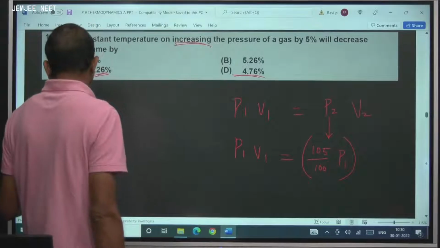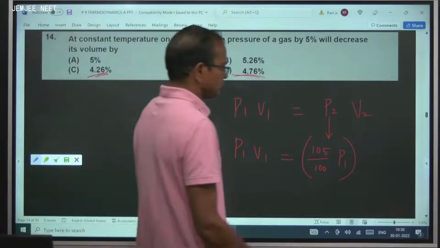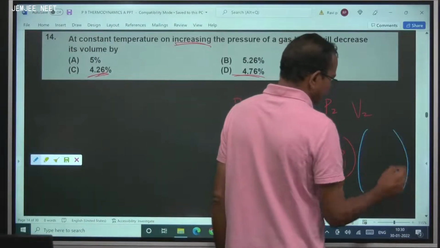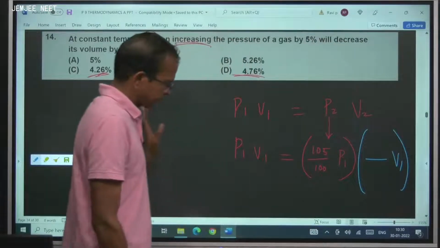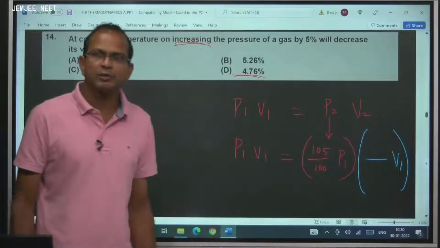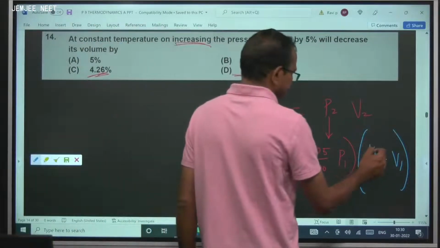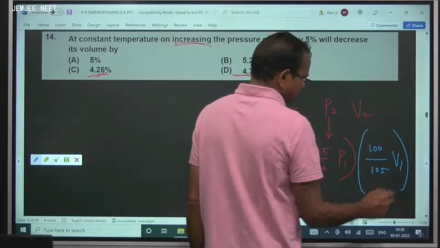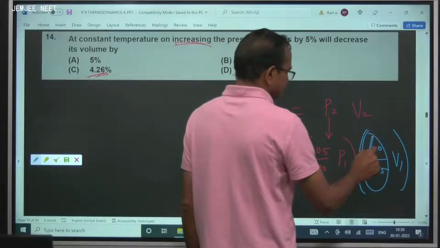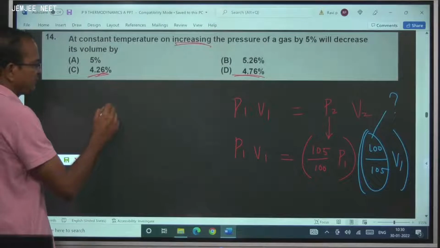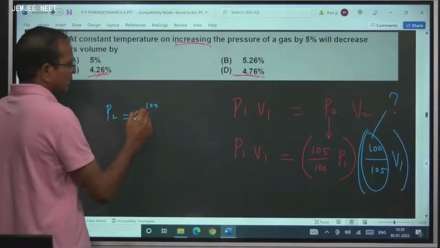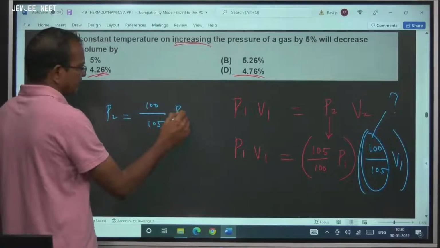Now this equation should be made true. Someone give me the ratio. Fill up this ratio. So this is the question mark now. Right? P2 is 100 by 105 times P1.